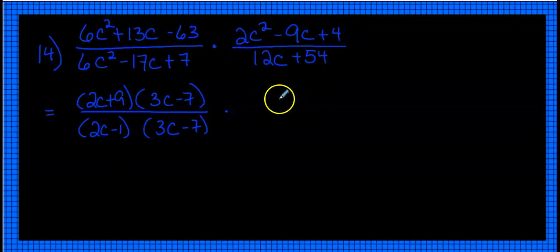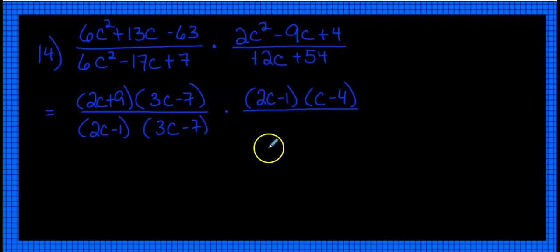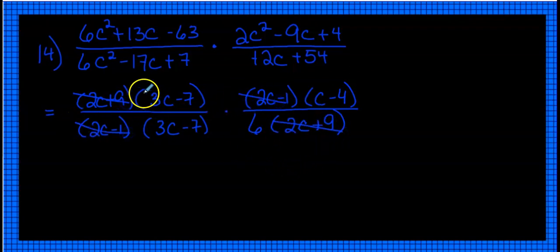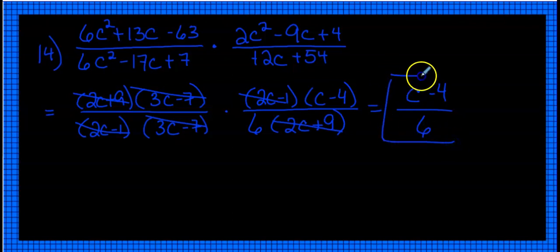This numerator factors to 2c minus 1 times c minus 4. And then this one we're going to take out a GCF of 6, 2c plus 9. So let's look for some stuff we can cancel. This 2c plus 9 here and here, 2c minus 1, 3c minus 7. What have I got left? I've got c minus 4 in the numerator and 6 in the denominator. Okay, so I think that's all of our multiplication.